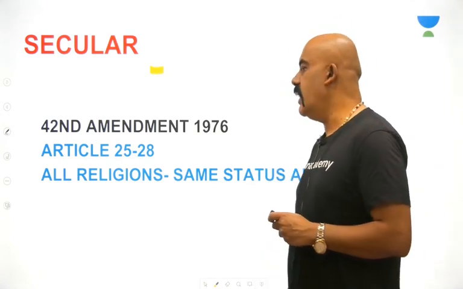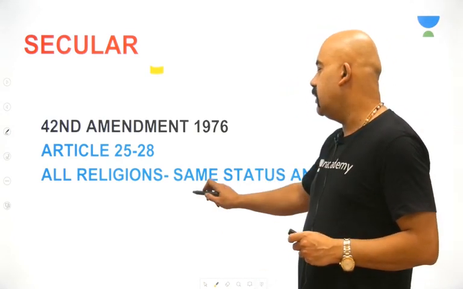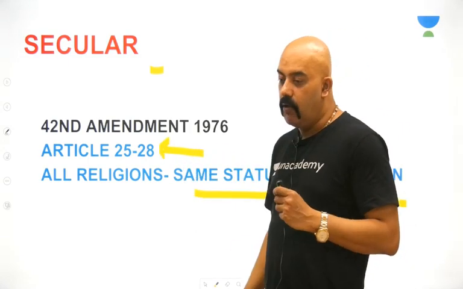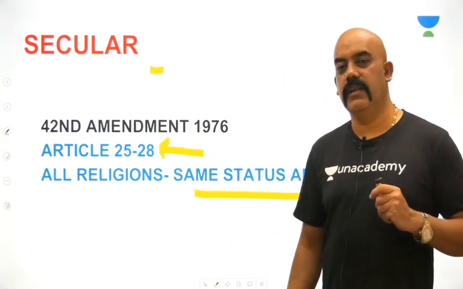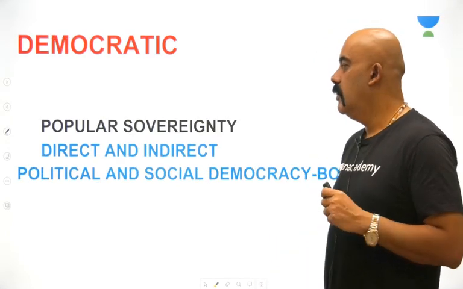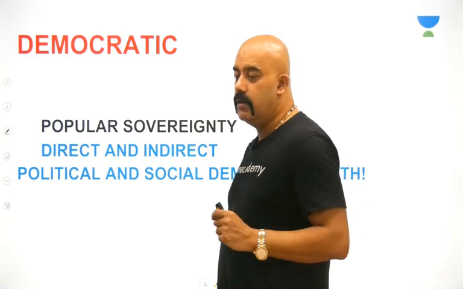This was also added, and it is also very important that all religions are given equal status. Also remember that not only in the preamble but also in the fundamental rights, as part of Articles 25 to 28, we have the concept of secularism. A very important word is democracy.